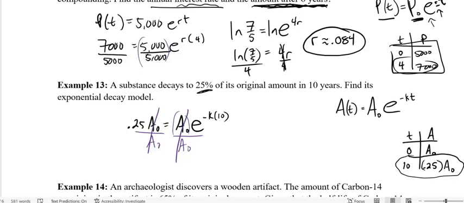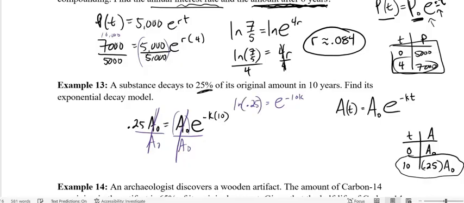If this were increasing and you say it doubles, like let's say your money doubles, in this case it was 10,000, you divide both sides by 5,000 and you get a 2 over here instead of a 7/5. Well, if it's 25%, you divide both sides by the initial amount, and you're just left with the 0.25. Works the same way. So now I have 0.25 equal to e to the negative 10k.